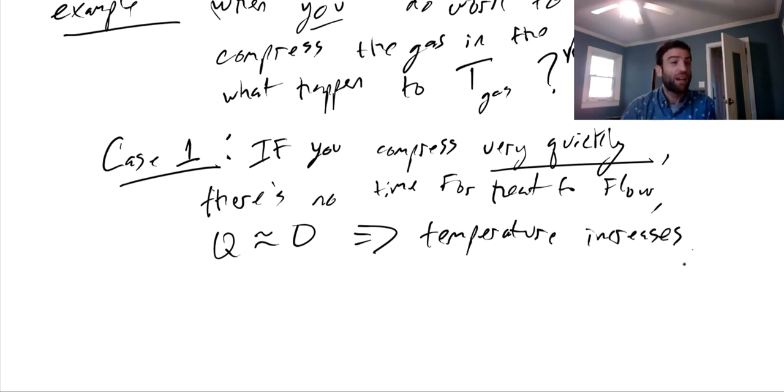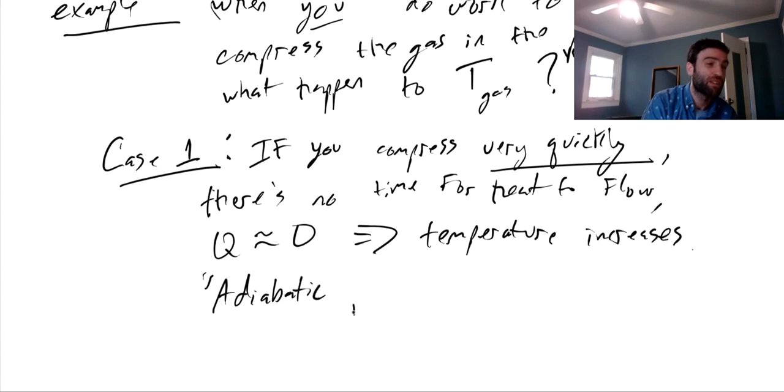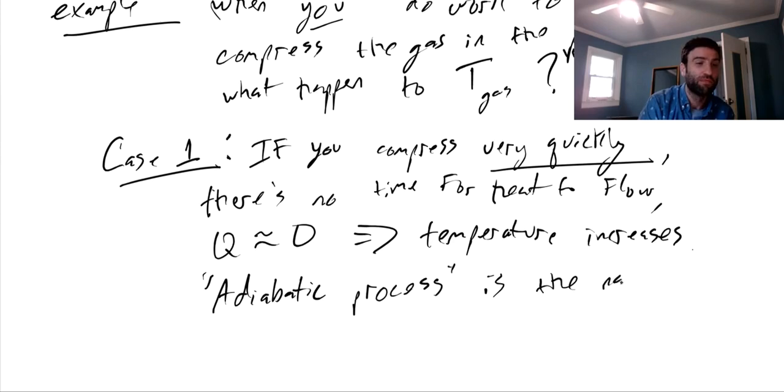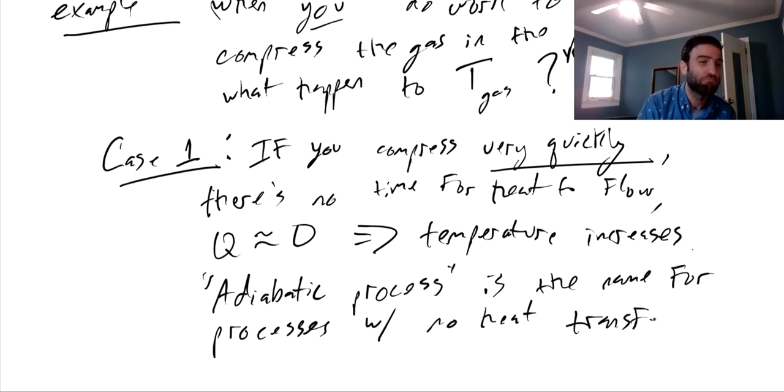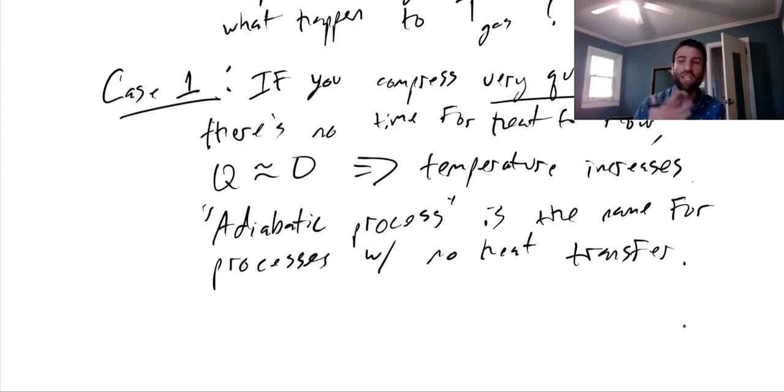Now there's a name for these kinds of processes where you're doing something in a way that no heat gets exchanged, and that's called an adiabatic process. Adiabatic process is the name for processes with no heat transfer. That's if you compress very quickly.